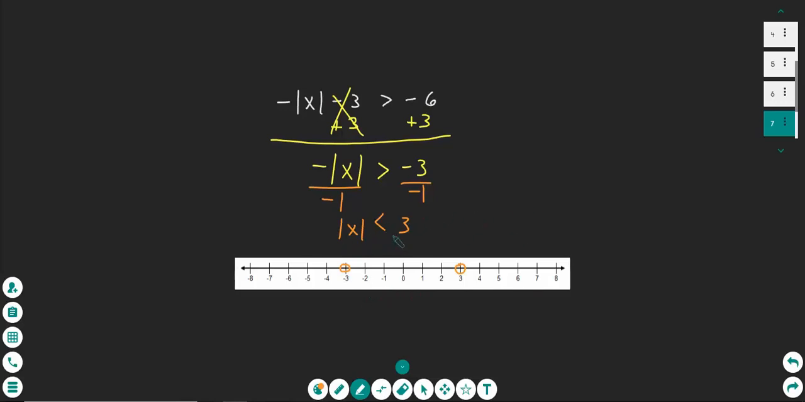Where is this going to fall? So we want all the numbers that are less than 3 units away from 0. So again, we're working this direction, less than. And then from this side over this direction, less than. And we end up getting this line that spreads from negative 3 to 3, but not including negative 3 and 3. All right, so there we go. There is our graph for it.